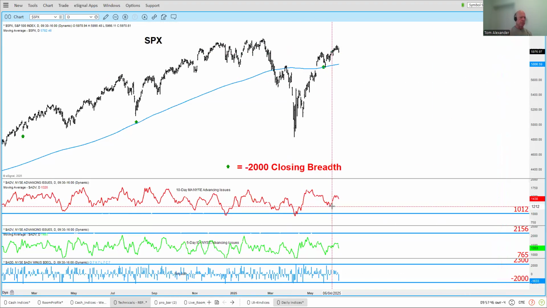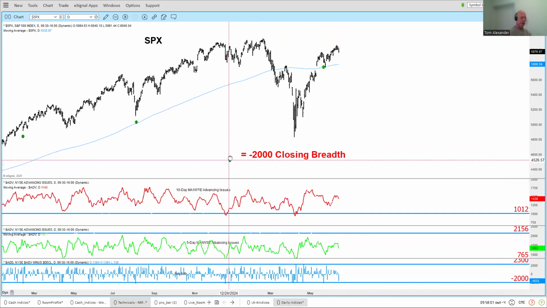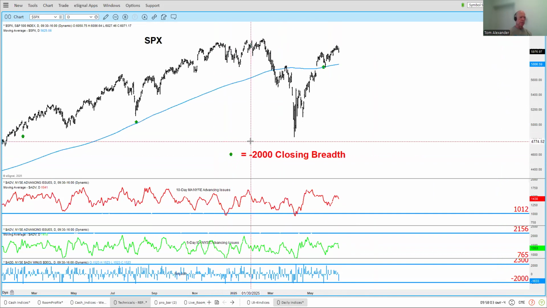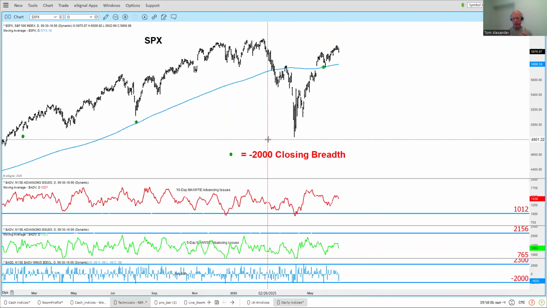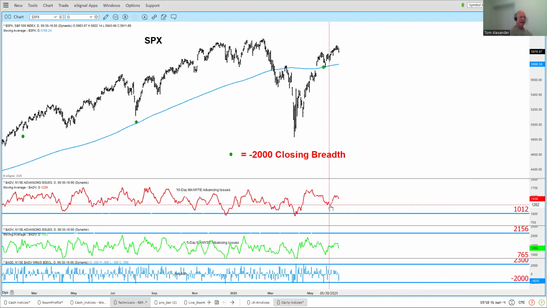By the way, the red line is a 10-day moving average of NYSE advancing issues. The green is a 5-day moving average of NYSE advancing issues. If you are new to my work and this channel, you know that I don't use indicators. I don't use magic numbers. I strictly use price action through the lens of auction market development. So these are the quote unquote indicators I use. It's actual market generated information. There's no magic to it whatsoever.